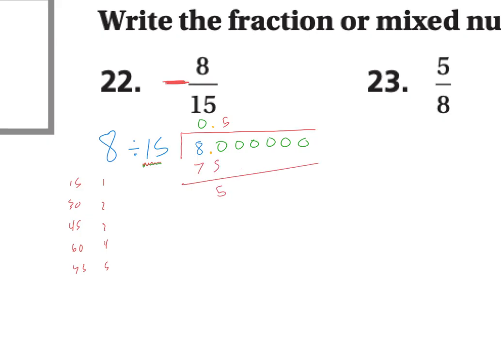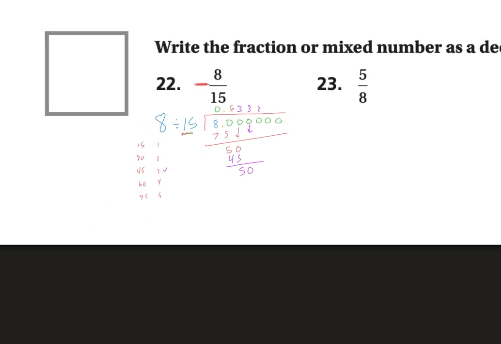75, and we get 5 here. We bring down this 0. How many times can 15 go into 50? Well, 3 times. That's 45 with a 5. Oh, no. We are repeating zeros and 5s and zeros and 5s. So the answer is negative 0.53 repeating. Notice that the bar is over the 3 because that's the part that repeated up here.